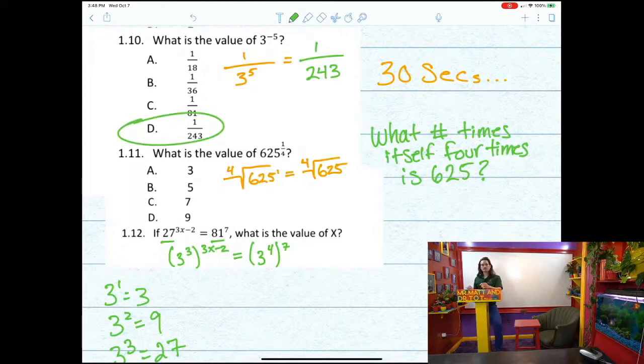The fourth root of 625 is asking you what number times itself, or raised to the fourth power, is 625. That's going to be 5, because 5 times 5 is 25. 25 times 5 is 125. 125 times 5 is 625. So that's 5 to the fourth power. So the fourth root of 625 is 5. That's answer selection B.